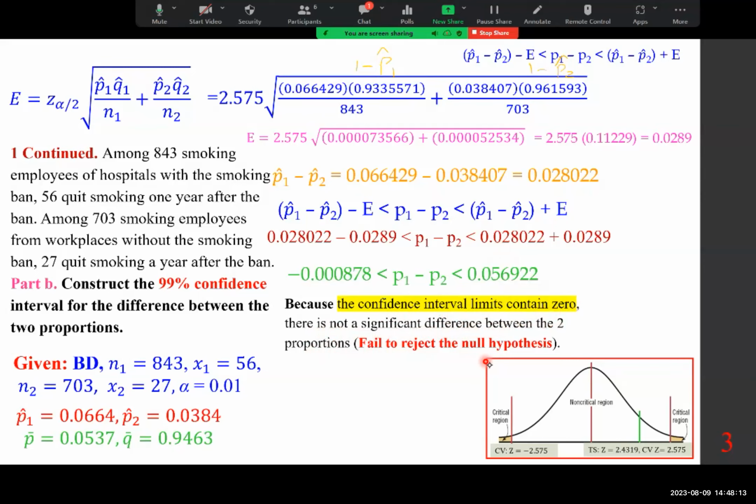Because it contains 0, that means in essence P1 minus P2 could be equal to 0. That means P1 could be equal to P2. That's the meaning.